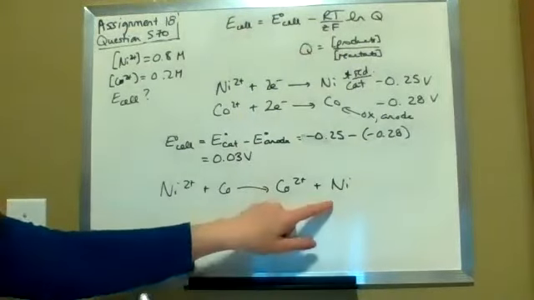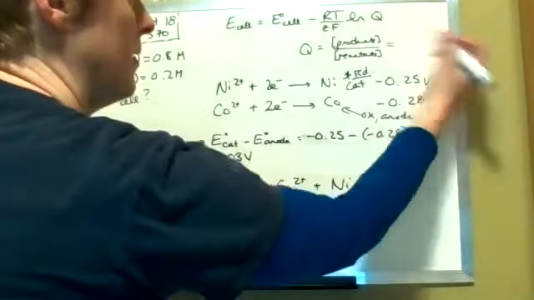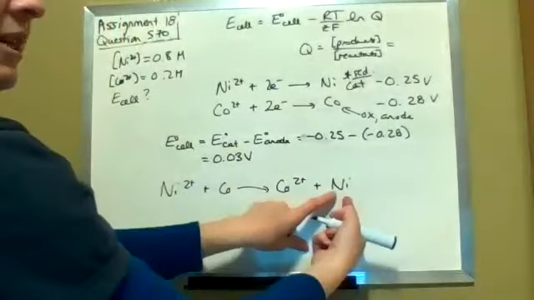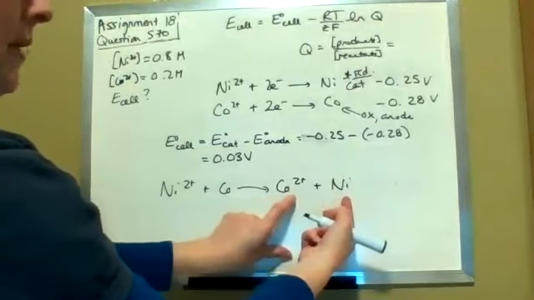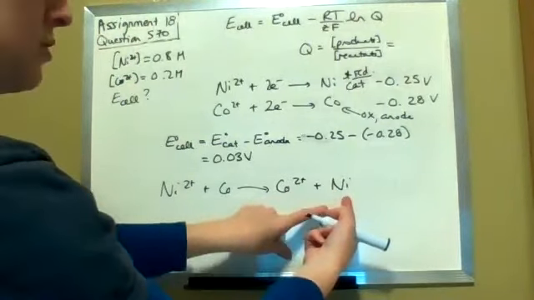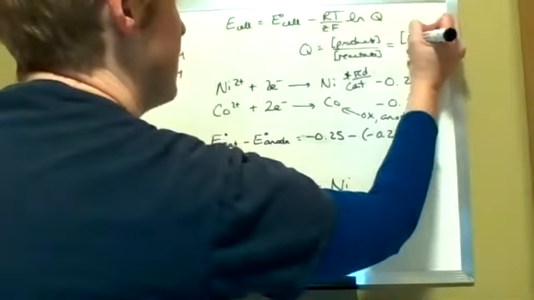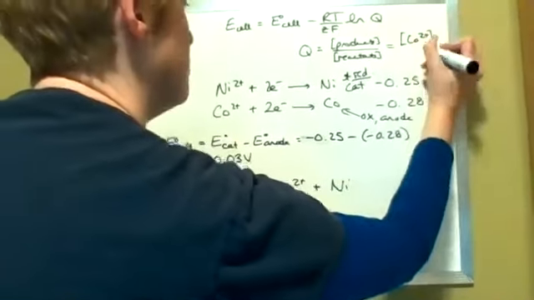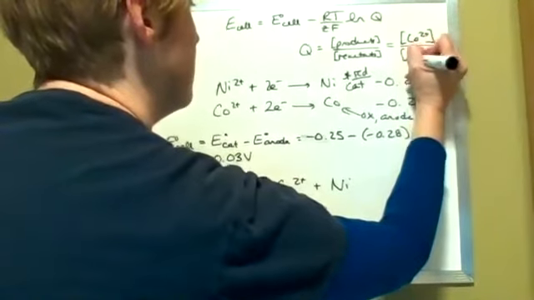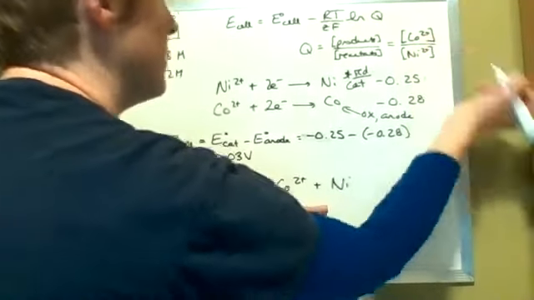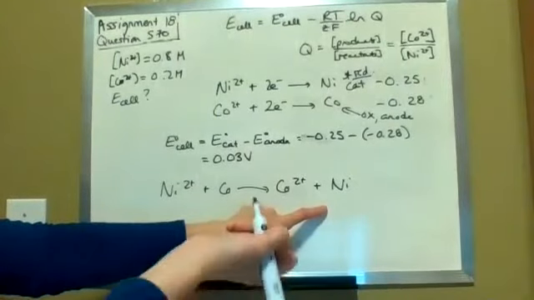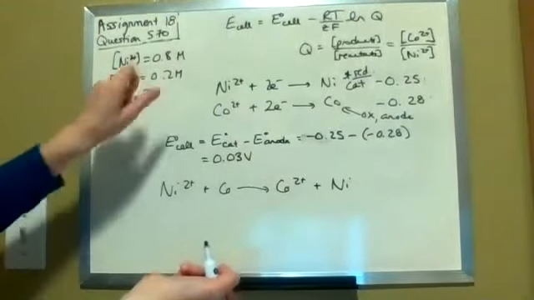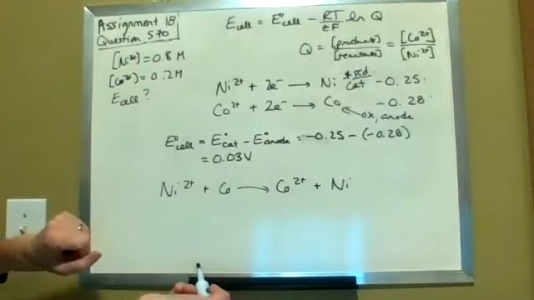So knowing the reaction, I want to go up. We know that, first of all, nickel does not show up. Any metals like this, any liquids, water, do not show up, but our ions, aqueous, and any gases will show up. So we're going to have the concentration of cobalt 2 plus over the concentration of nickel 2 plus. That's going to be what we're going to use for Q. And those are given: 0.8 and 0.2.